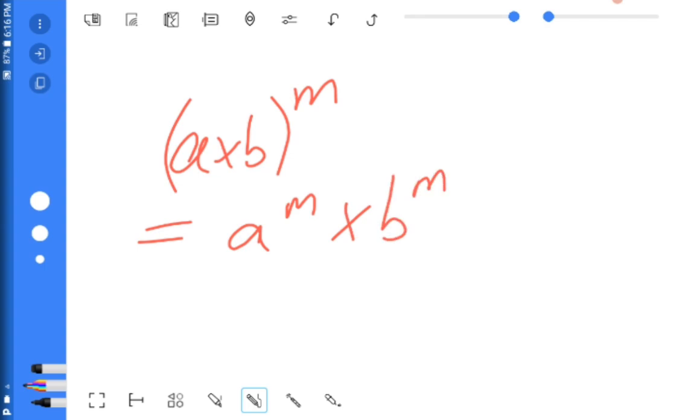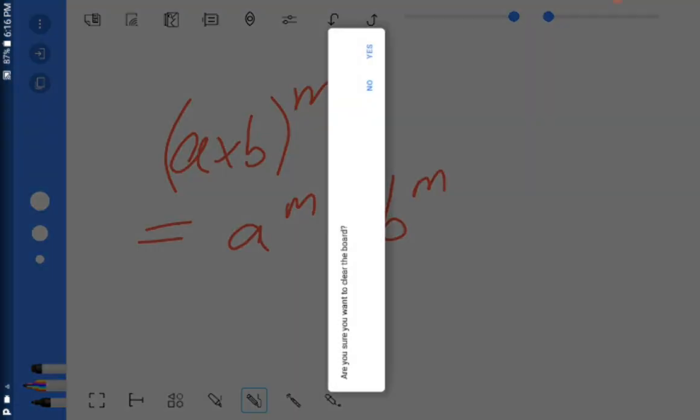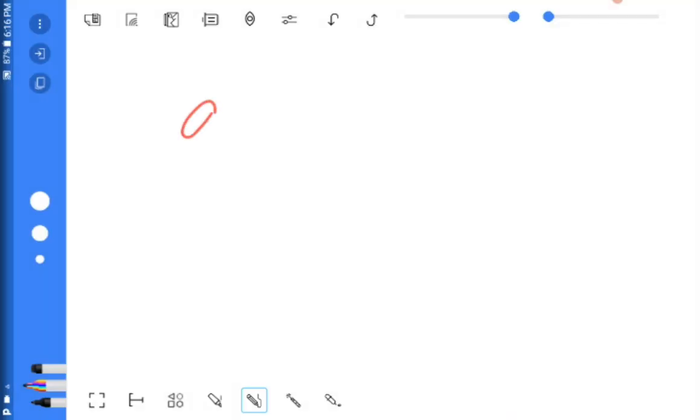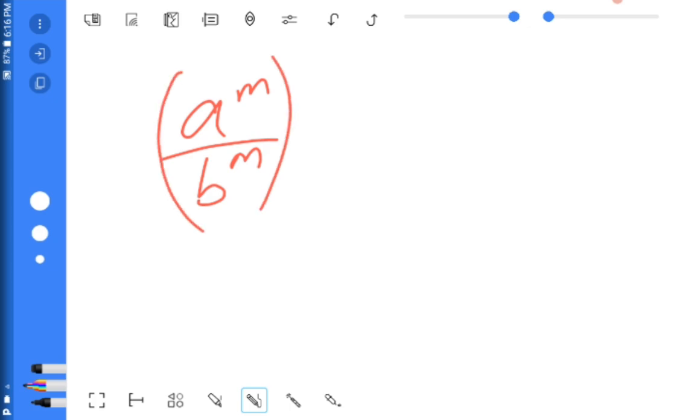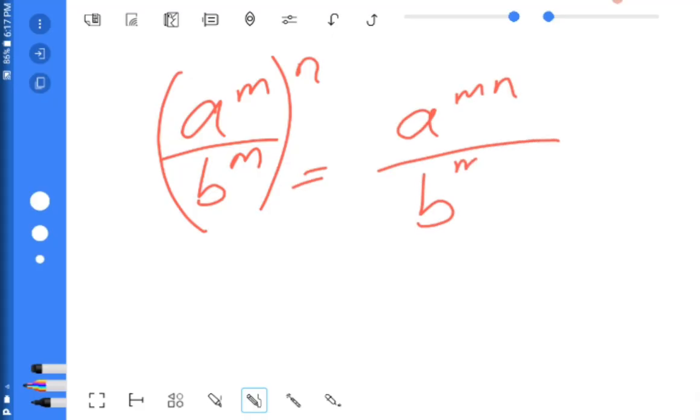Law 6 of indices will state clearly, now, if you have, watch what I'm doing. If you have a to a certain power m divided by b to that same power m, all this to another power n, your result will be a to the power of mn divided by b to the power of mn.